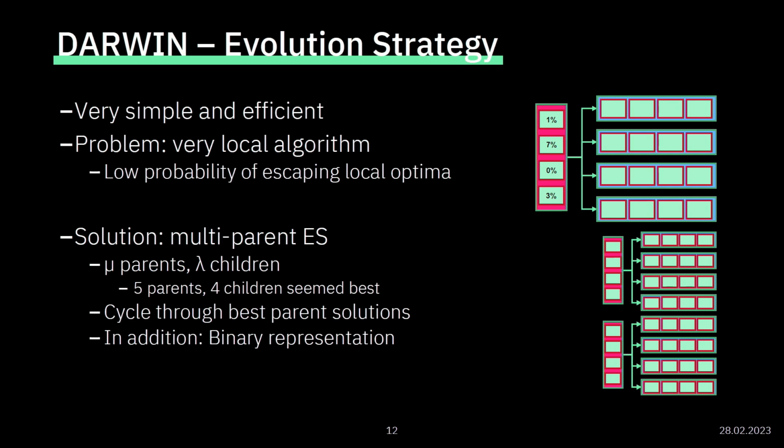Usually in the literature, you will find the definition that you refer with mu to the parents and with lambda to the children. And anecdotally, also in the literature, you will find that 5 parents is best and 4 children is best, full stop. We also did some preliminary evaluation, and this indeed turned out to be true. Then again, during the fuzzing campaign, you cycle through these best parent solutions and further evaluate your children's solutions.